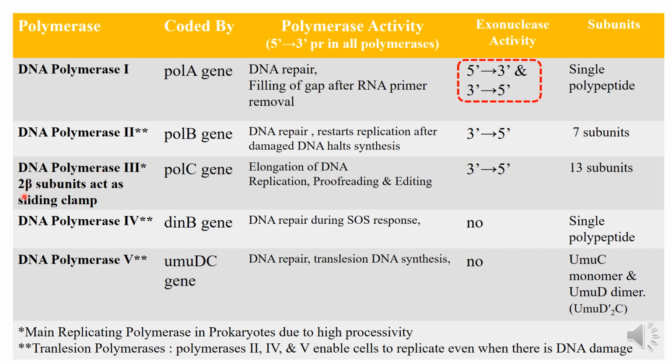Now, DNA polymerase 3 is the main replicating enzyme in prokaryotes because it has this clamp activity, which will be explained soon. DNA polymerase 2, 4 and 5 carry out replication even when there is DNA damage, and this kind of replication is known as translesion DNA synthesis or SOS response.